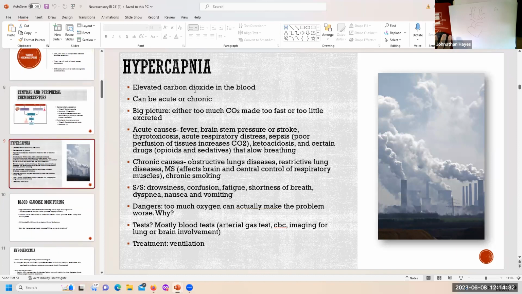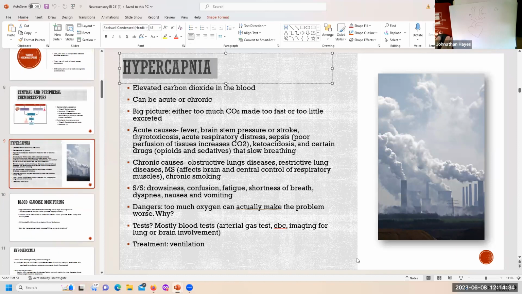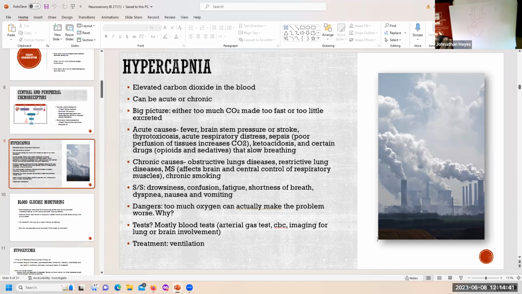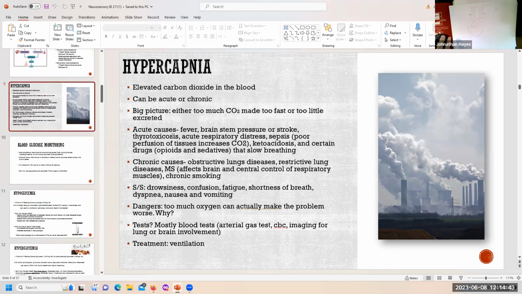So what could possibly cause hypercapnia? Smoking a lot. You smoke 2-3 packs a day, I promise you, you're in a state of hypercapnia. So, but it goes over the bigger picture for you right here.